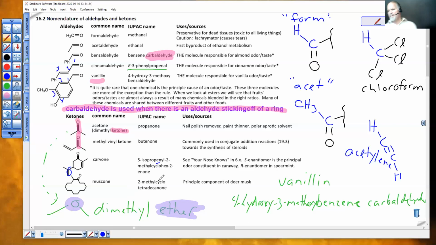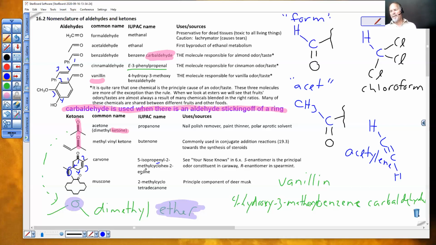And where's the -one? The numbering. It's time to talk about priorities of aldehydes and ketones. They have higher priority than anything you've seen so far. That's what made that carbon number 1 up there. Oh, can I draw a 5? It's very small. So 1, 2, 3, 4, 5. Name says isopropenyl on 5, methyl on 2, cyclohex-2-ene.